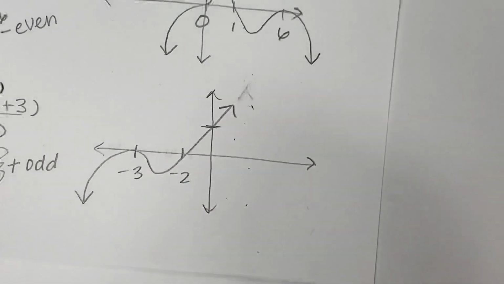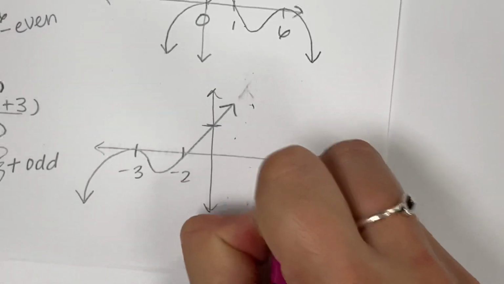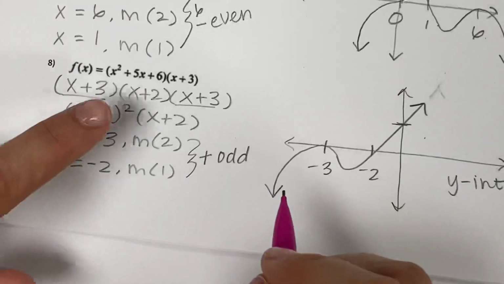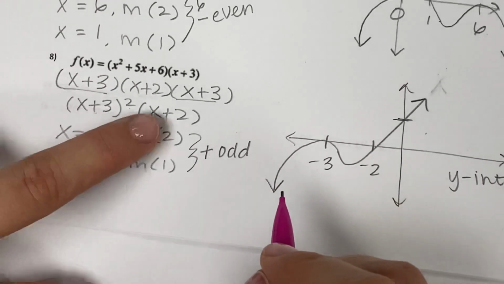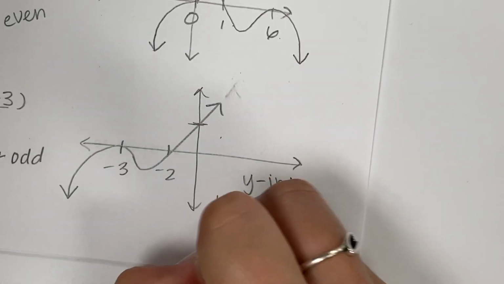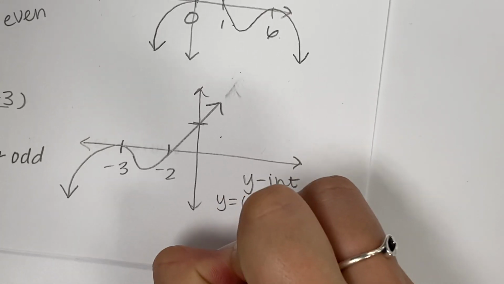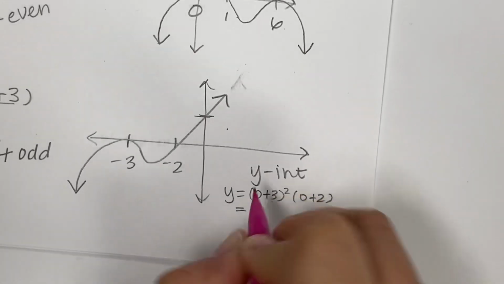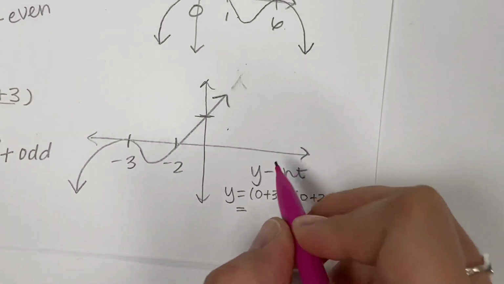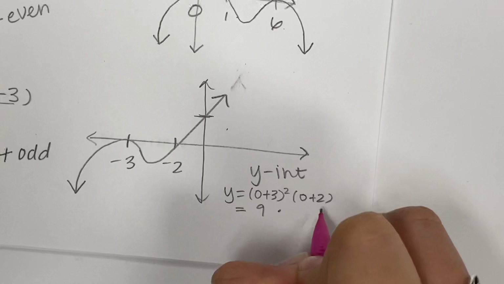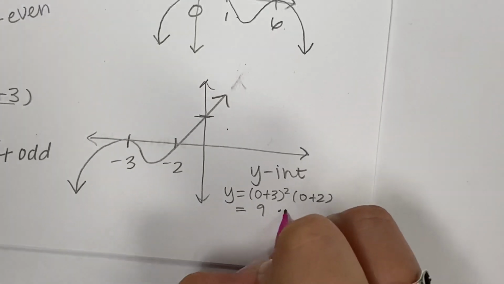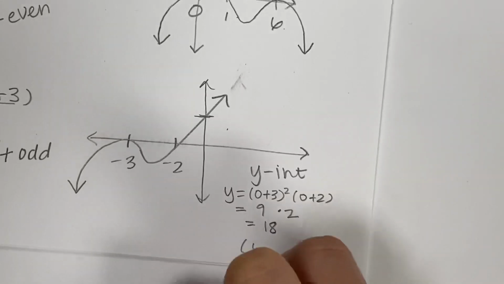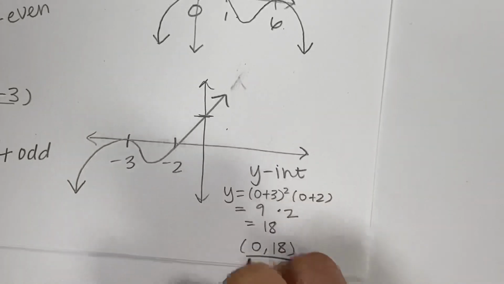The last thing we have to figure out is this y-intercept here, because it's not 0, 0 like last time. Remember from Algebra 1, to find a y-intercept, you just plug in 0 to your x values. So it'd be 0 plus 3 squared and 0 plus 2. Okay, well 0 plus 3 squared is just 3 squared. So that'll give us 9. And then 0 plus 2 is just 2. So 9 times 2 is 18. My y-intercept, 0, 18.